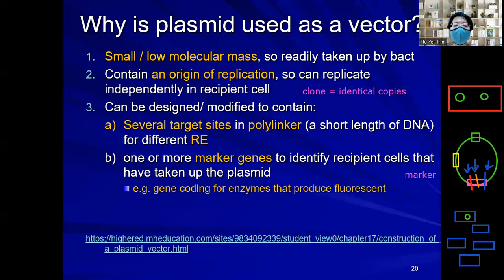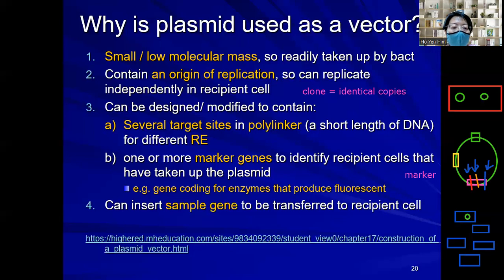So for example, gene coding for enzymes that produce fluorescence. So the marker gene I mentioned just now is actually this gene here. Okay. So why do we use plasmid? Because we can insert a sample gene into this plasmid to be transferred to recipient cell.